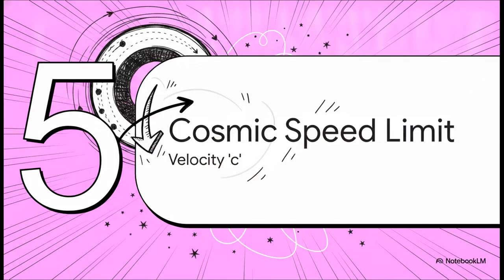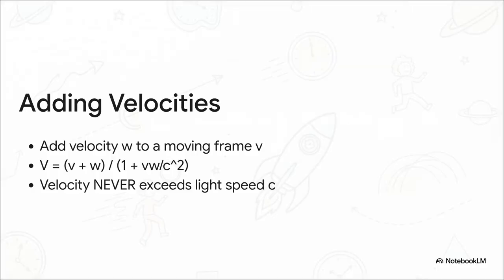Finally, we arrive at Section 5, the cosmic speed limit, the grand finale of this relative universe. Usually, if you're running at 10 miles an hour on a train that's moving at 50 miles an hour, your total speed as someone standing on the ground is 60 miles an hour, right? You just add them up. But Einstein's new equations prove that velocities do not just add up cleanly at high speeds. Because space is shrinking and time is slowing down, the math dictates that combining two speeds will never, ever allow the resulting velocity to exceed the speed of light.